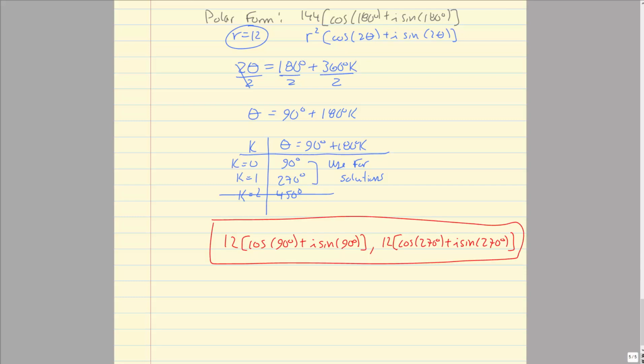Now, what if we kept going and we converted these to rectangular form? Well, that would be cosine of 90 is 0 plus sine of 90 is 1 times i is i. So this would be 12i. Cosine of 270 is 0. Sine of 270 is negative 1. Negative 1 times i is negative i times 12 is negative 12i. These are in rectangular form.